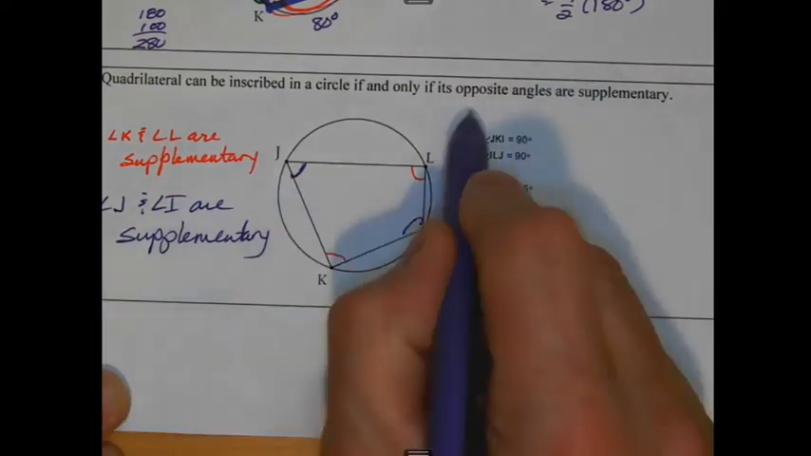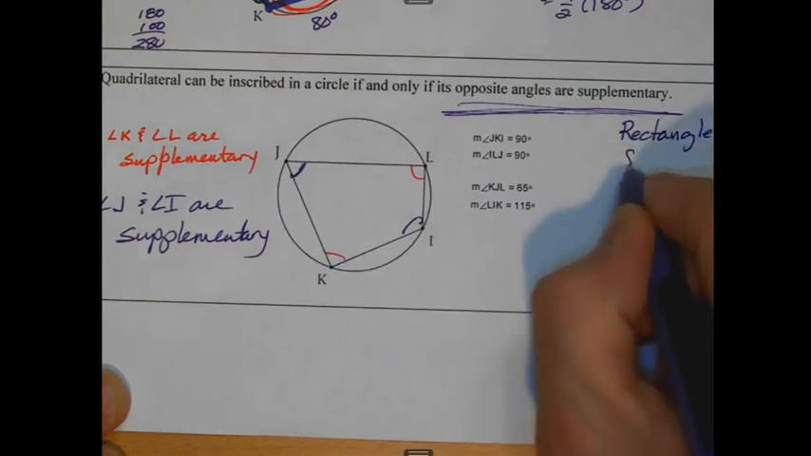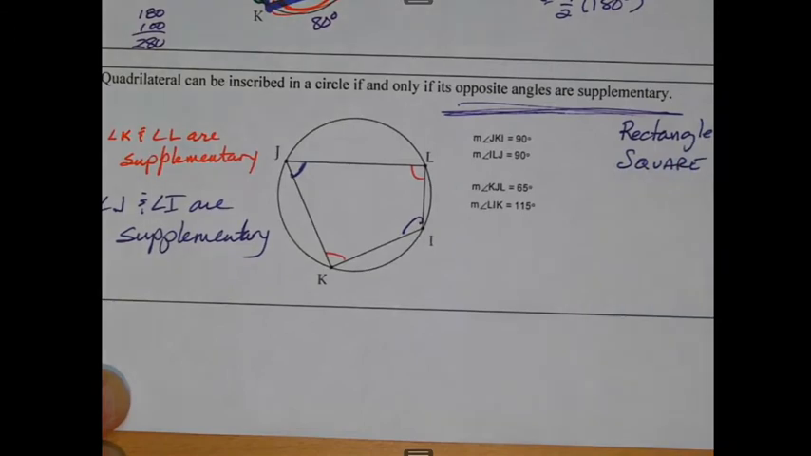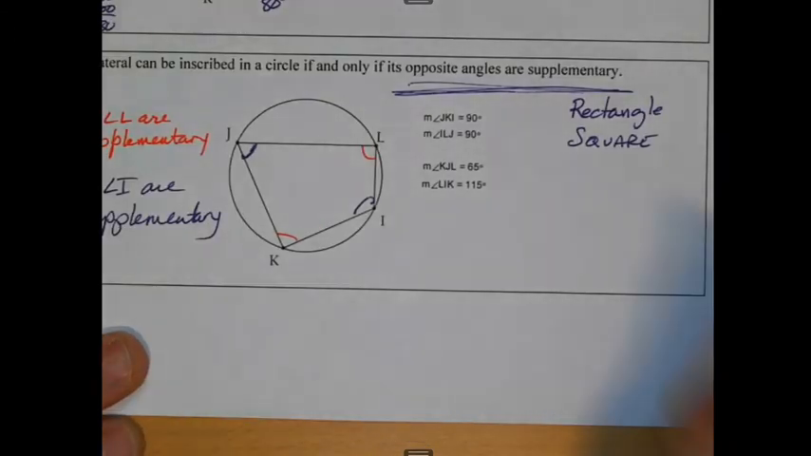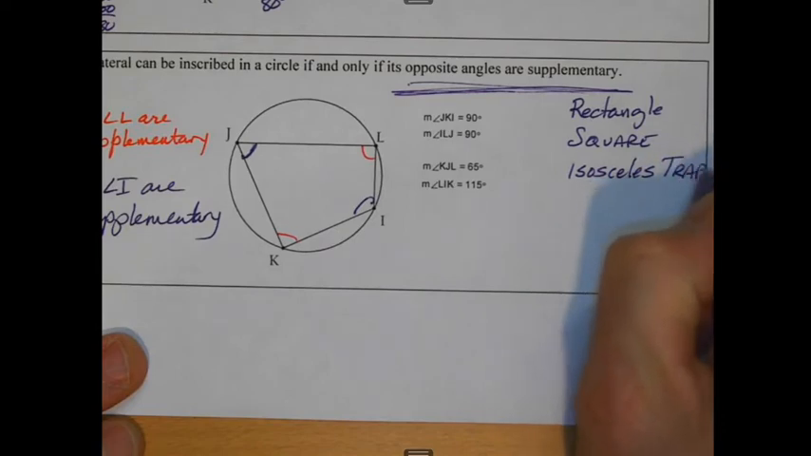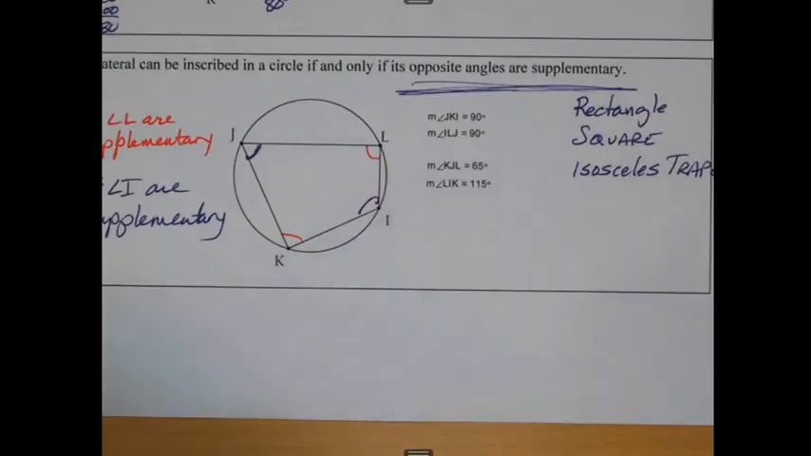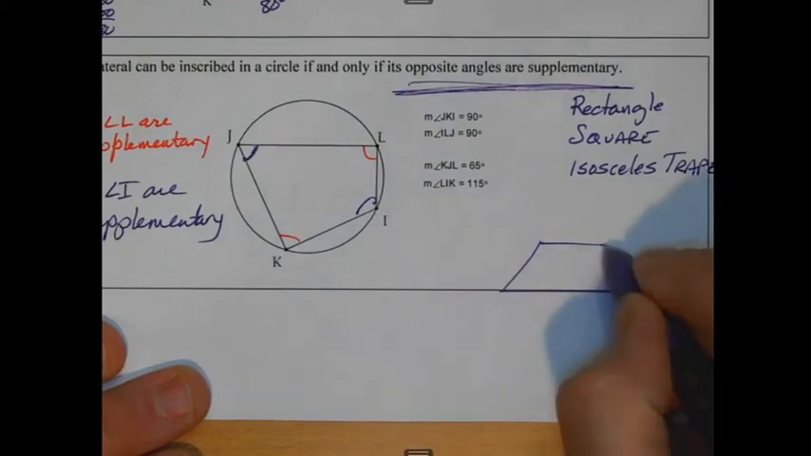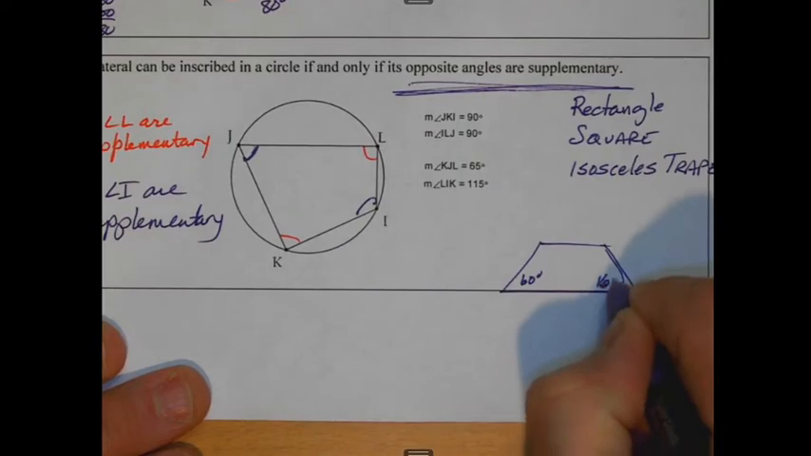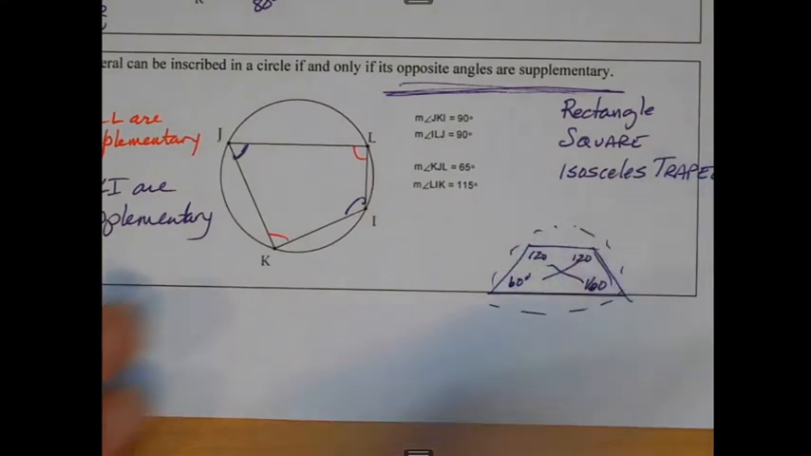Opposite angles are supplementary. Let's think back to our quadrilaterals. We have a rectangle. And if we have a rectangle, we also have a square because they're all 90 degrees, right? And then the only other one that has supplementary angles across from each other is the isosceles trapezoid. Not a kite, not a regular trapezoid, an isosceles trapezoid. Why? If I draw one, and let's say this is 60, and this is 60, this is 120, this is 120, you will be able to draw a nice circle around those. I just did it. That is a circle. Don't question me. I'm kidding.